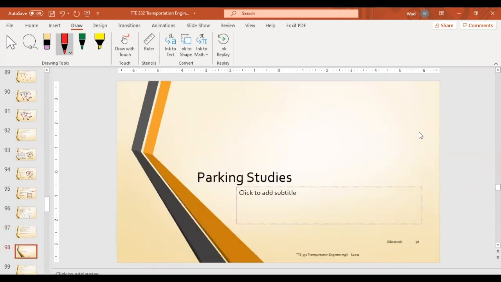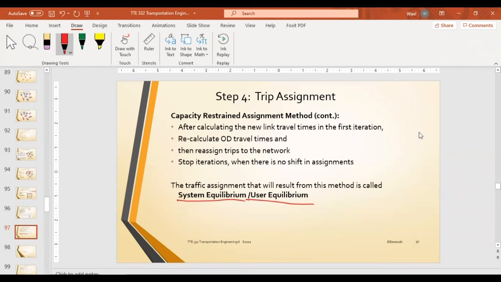Okay. This way, at this point, we end the fourth step, which is basically the trip assignment, and we conclude the four-step planning process. Any questions so far? Okay.